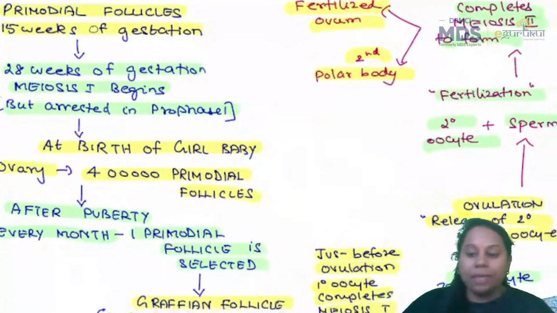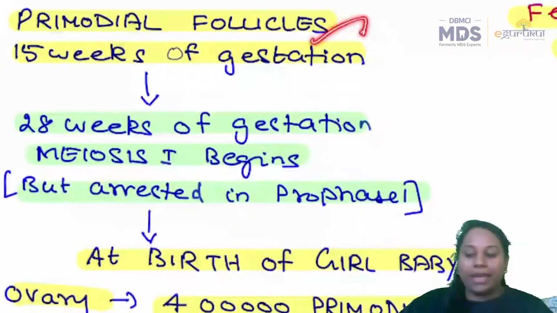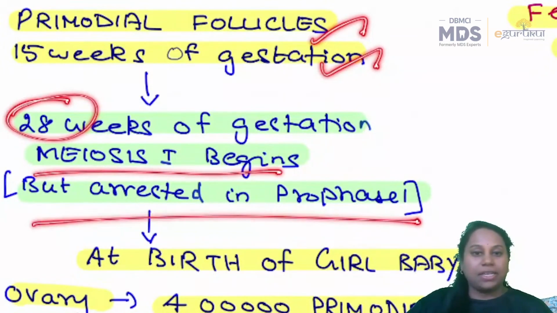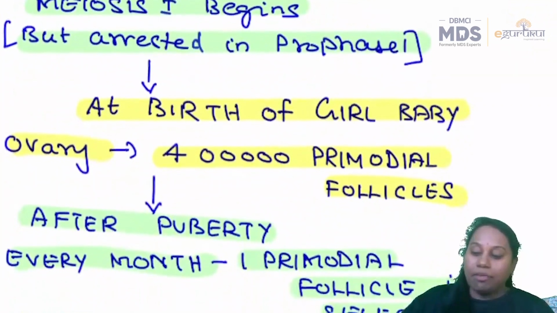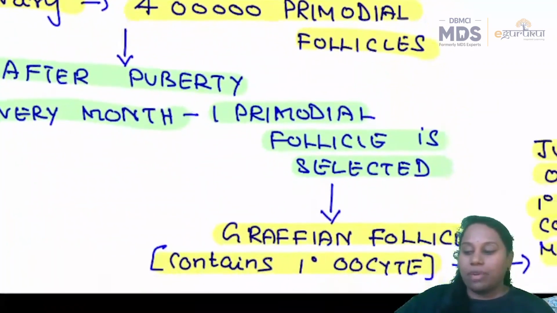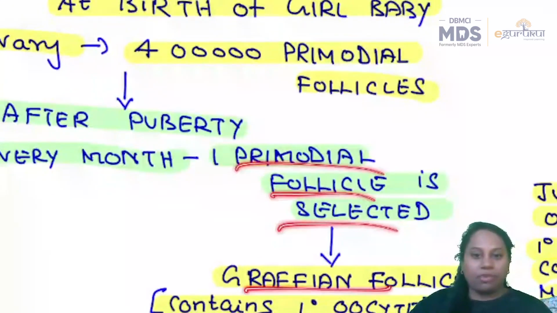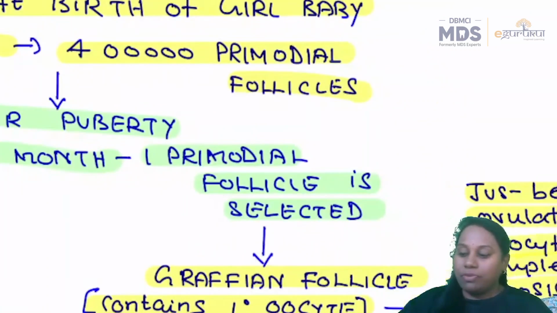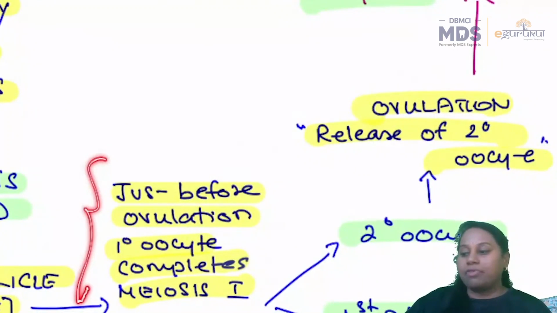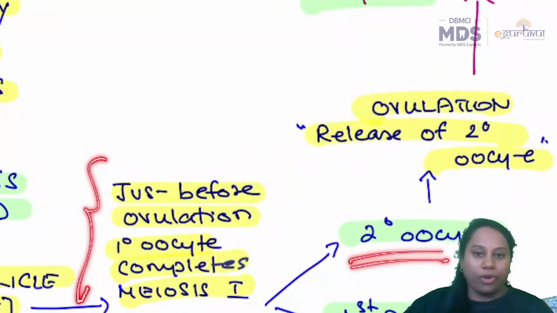I'll quickly repeat this again. Primordial follicles begin to form at the 15th week of gestation. At the 28th week of gestation, meiosis 1 begins but is arrested in prophase 1. At the time of birth, the ovary has 4 lakh primordial follicles. Every month after puberty, during every menstrual cycle, one primordial follicle is selected and converted to a Graafian follicle. Inside the Graafian follicle, there is the primary oocyte. Just before ovulation, the primary oocyte completes meiosis 1, and as a result, it forms the secondary oocyte and the first polar body.